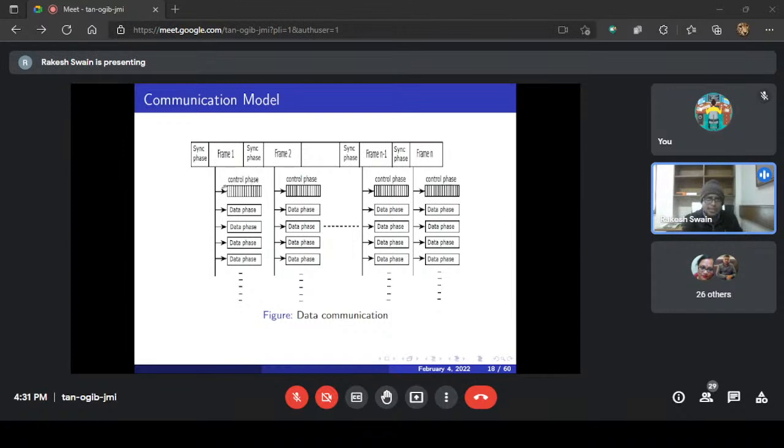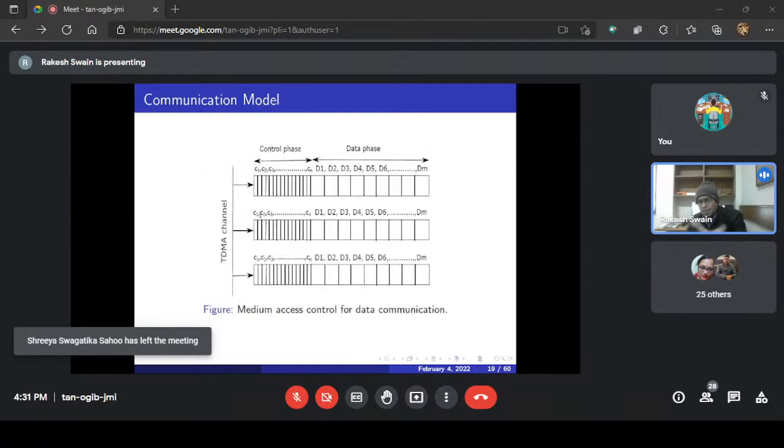Here there is one control page and the data pages. In the control page, they fix their communication, and after that in the data page, they perform their data communication. So these are the main things here, and that will be explained here. The control page and data page are slotted.